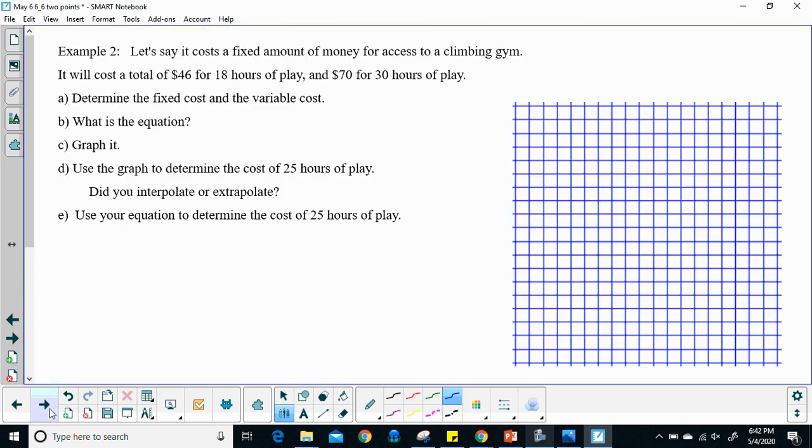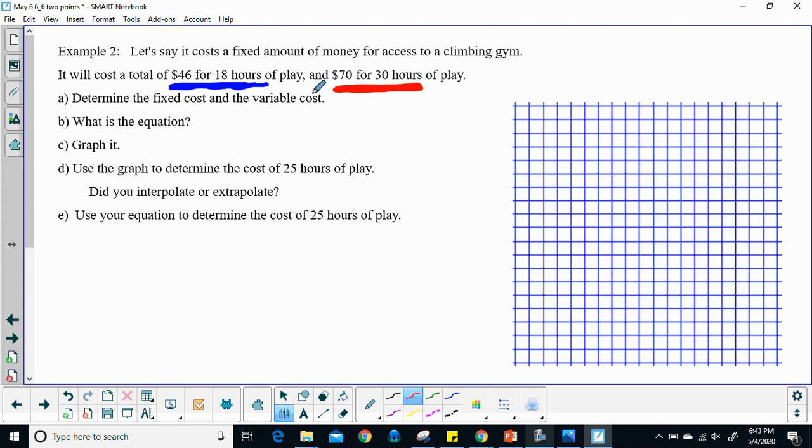Now let's do a word problem. Yay! Let's say it costs a fixed amount of money for access to a climbing gym. It's going to cost a total of $46 for 18 hours. So that's going to give me a point. And it costs $70 for 30 hours of play. So there is another point.